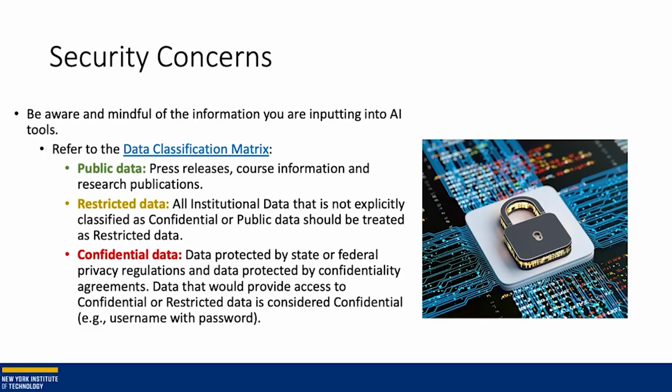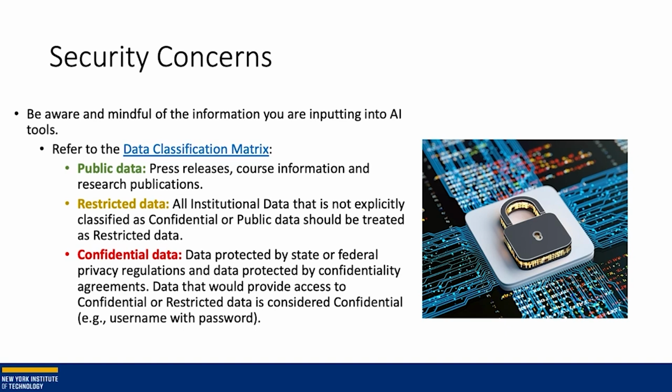So at New York Tech, we do have a data classification matrix, which is a really great tool to discuss what is public data, restricted data, as well as confidential data. So public data is press releases, course information, and research publications. So this is data that you could probably find elsewhere on the interwebs, as well as Google and on our website.